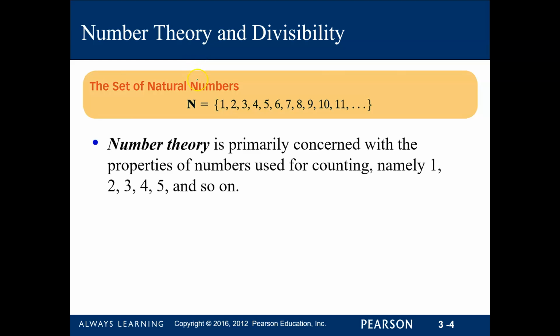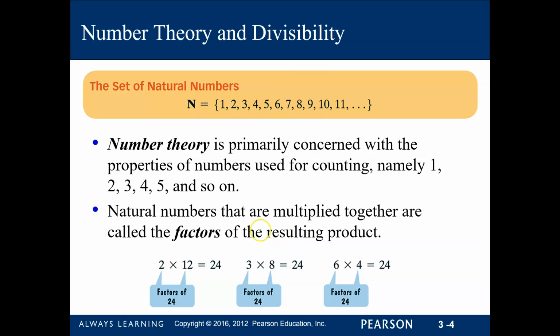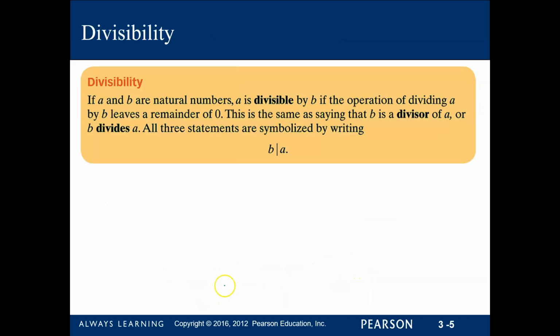So when we talk about number theory, we are primarily concerned with the properties of numbers used for counting. The numbers that we use for counting are the set of our natural numbers. Now, natural numbers that multiply together are what we call the factors. And when you multiply them, the result is what we call the product. So in these examples, you can see 2 and 12 are factors of 24. Now, aside from 2 and 12, you can also have 3 and 8. When you multiply them, it's also 24. The same with 6 and 4.